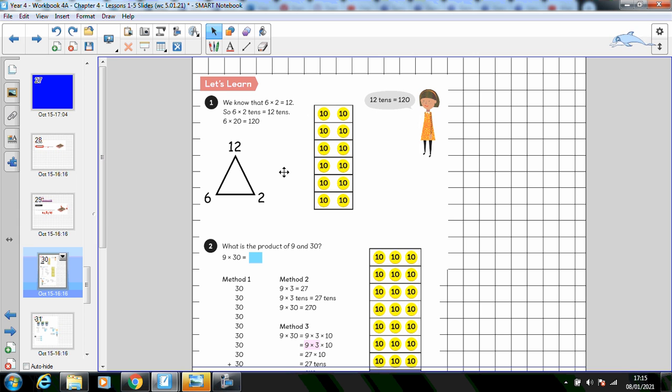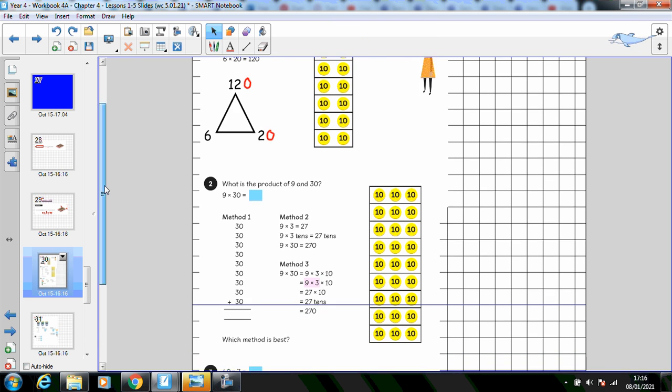Okay. So here I've added on my own little fact family triangle. 6 times 2 equals 12. Okay, that's actually 12 tens. But we've used our previous knowledge. So we know that 6 times 20, because there are 20 chocolates in each box, would equal 120 chocolates altogether. I wonder if you found a different method.